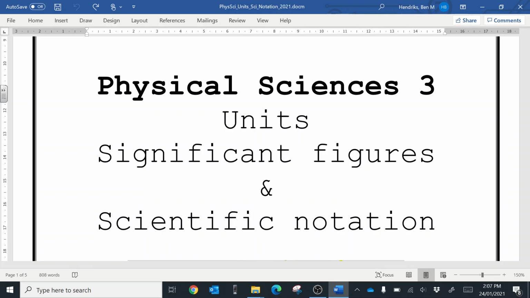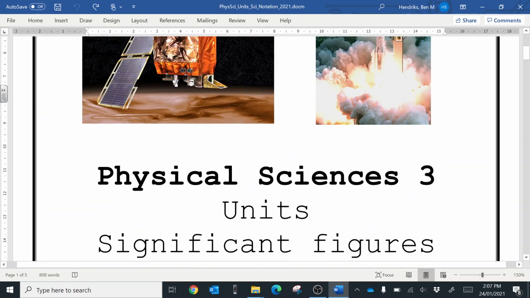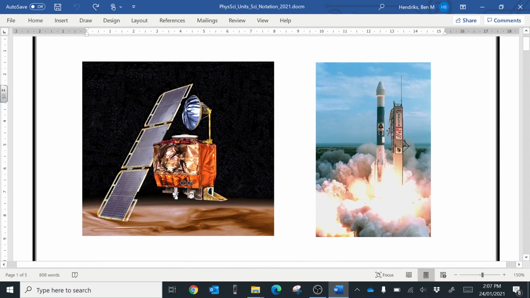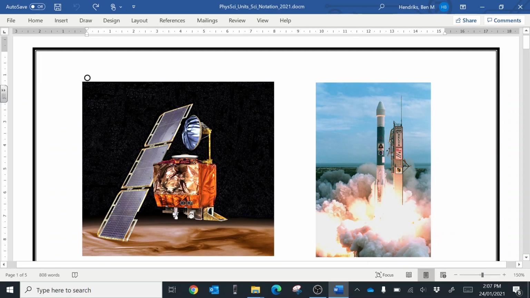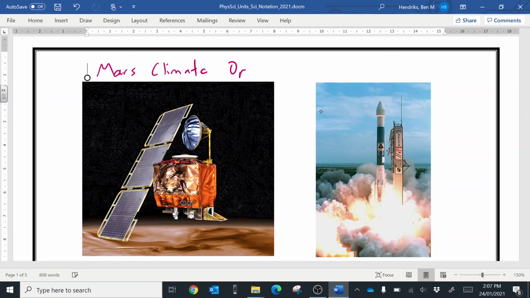So these topics here might not seem like the most exciting ones to start a unit with, a school year with, but they are very important, as outlined by this famous example where units were mucked around. So this here is the Mars Climate Orbiter, and in 1999 it was launched as seen in this picture here.